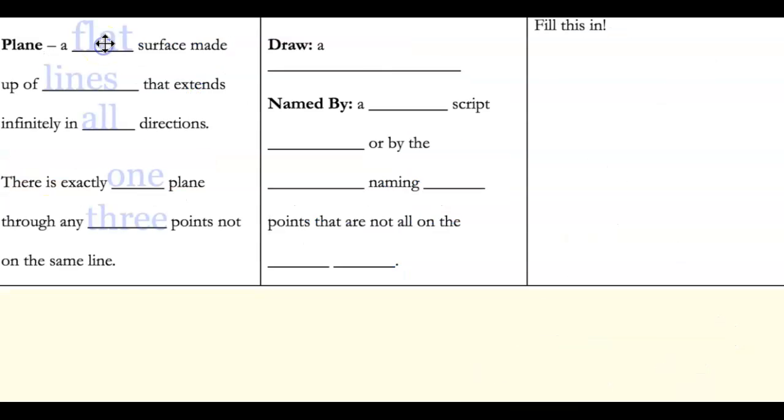The third vocabulary word is a plane. A plane is not the plane that flies in the sky, but a plane is a flat surface made up of lines that extend infinitely in all directions. Again, important piece of information to know, this is a test and quiz question. There is exactly one plane through any 3 points not on the same line. So important to know that they cannot be on the same line.